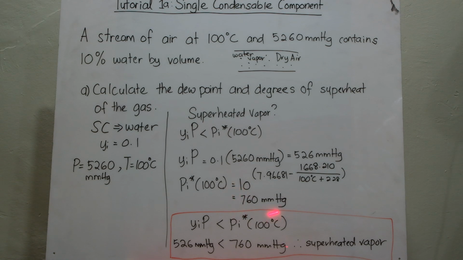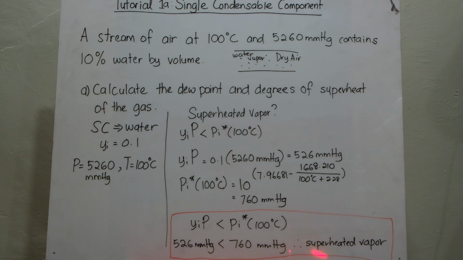The first bubble of vapor is at 700 millimeter mercury or 1 atm, right? The standard condition. So you do the calculation, you will get this. So we see now whether our single condensable is in superheated or saturated condition. So we check this. See, our partial pressure is less than the vapor pressure of water at 100 degrees C. So our water in this condition is actually superheated vapor.